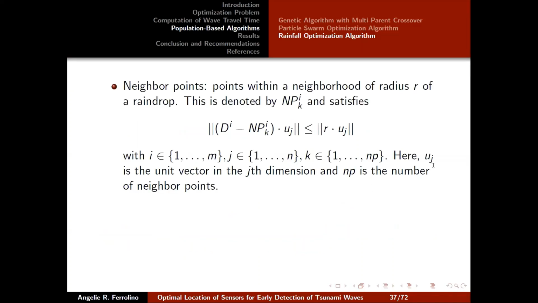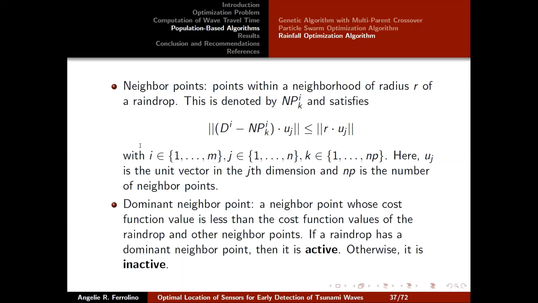Next is the neighbor points. These are points within a neighborhood of radius r of a raindrop. This is denoted by NP I sub k and must satisfy this inequality. Here, Uj is the unit vector in the jth dimension, and NP is the number of neighbor points.